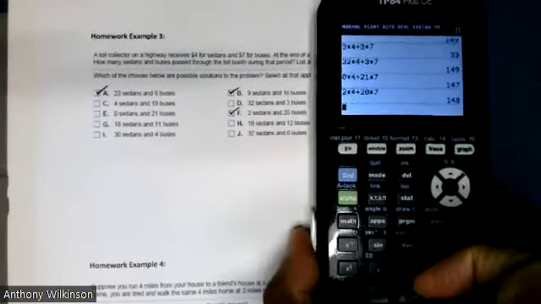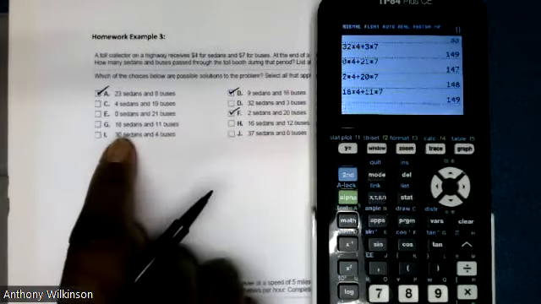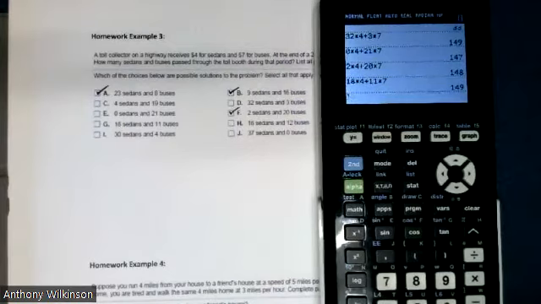All right, G, 18 sedans and 11 buses. Well, that's got to be 18 times 4 plus 11 times 7. That gives us $149, not $148. So we cannot select this choice. What about 16 sedans and 12 buses? That's 16 times 4 plus 12 times 7. That would give you $148.